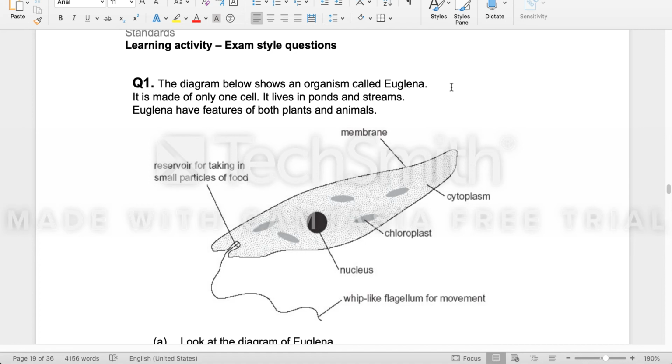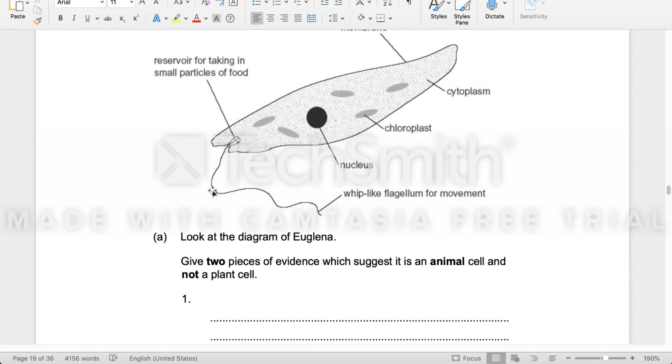So question 1. The diagram below shows an organism called Euglena. It is made of only one cell. It lives in ponds and streams. Euglena have features of both plants and animals. So the first thing you want to do with every question is read out everything. So you're looking at the picture here, and it has a membrane, it has cytoplasm, it has chloroplast, it has a nucleus, a whip-like flagellum for movement, and a reservoir for taking in small particles of food. And the question asks, give 2 pieces of evidence that suggest it is an animal cell and not a plant cell.